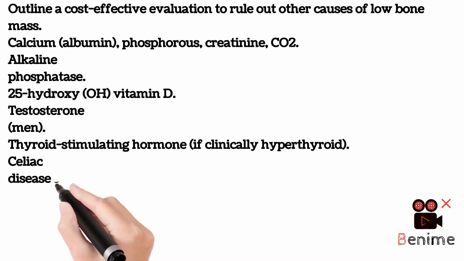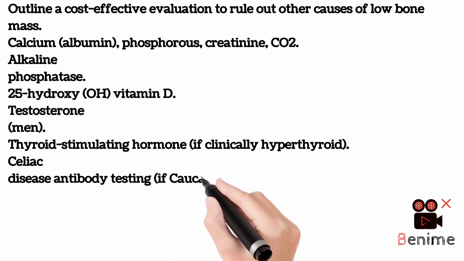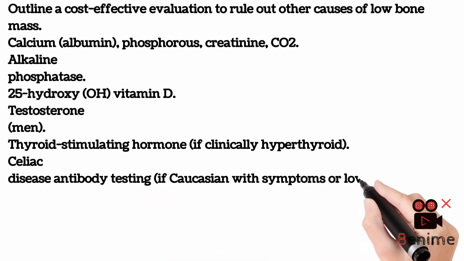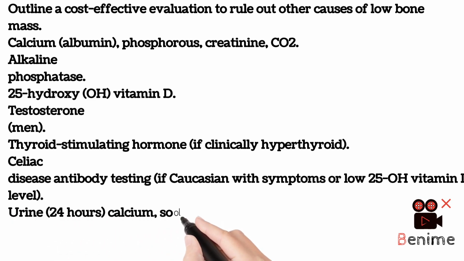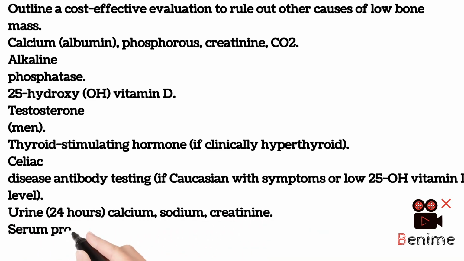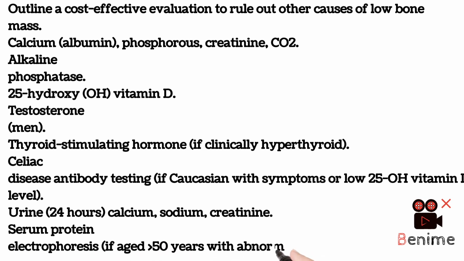Celiac disease antibody testing, if Caucasian with symptoms or low 25-OH vitamin D level. Urine, 24 hours: calcium, sodium, creatinine. Serum protein electrophoresis, if aged greater than 50 years with abnormal complete blood count.